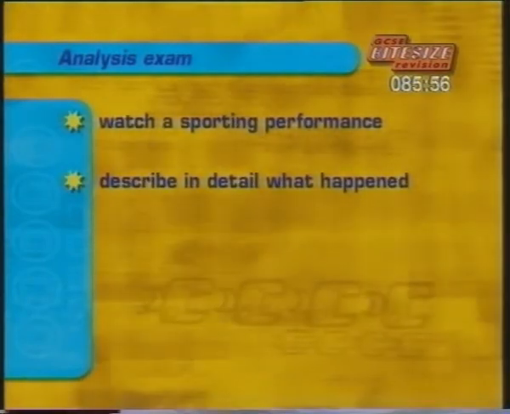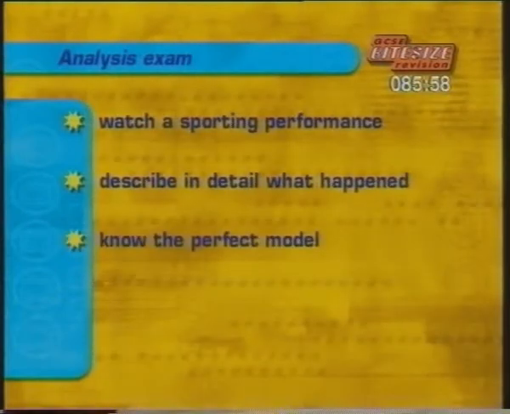In this part of the exam, you'll have to watch a sporting performance and be able to describe in detail what happened. For each of the key skills in your sport, you should know the perfect model.